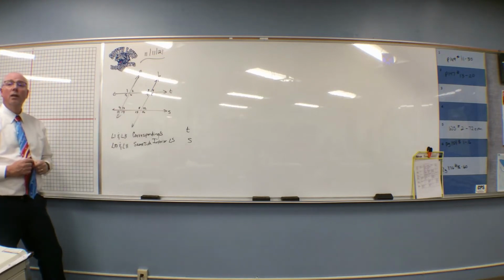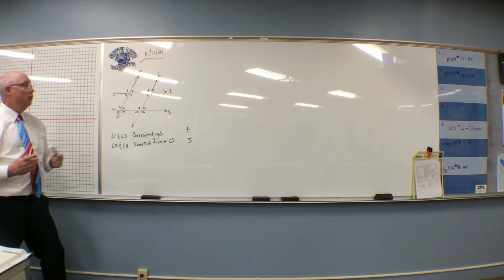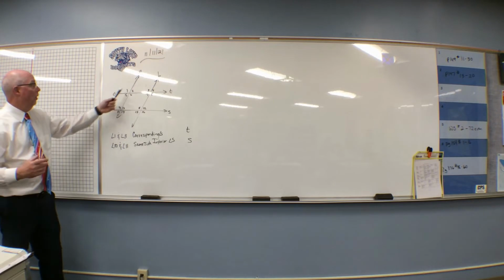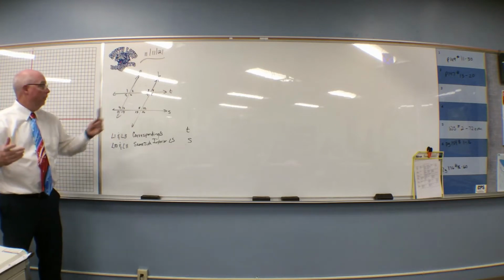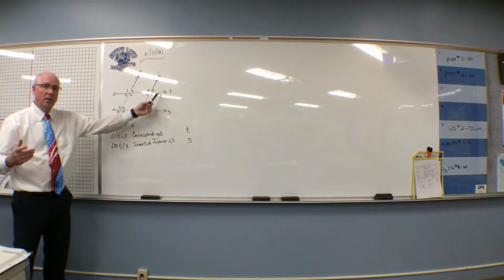So interior and exterior are not in relation with lines A and B, it's only about the transversal. I can go either side. I can go up here, I can go down here. The transversal switches. If I go up here, the transversal becomes T.